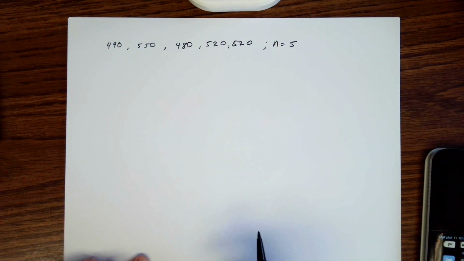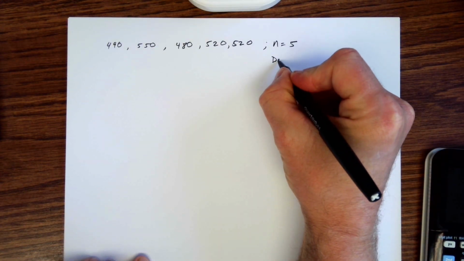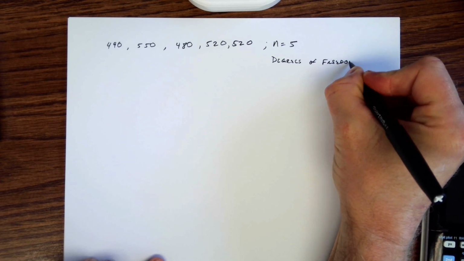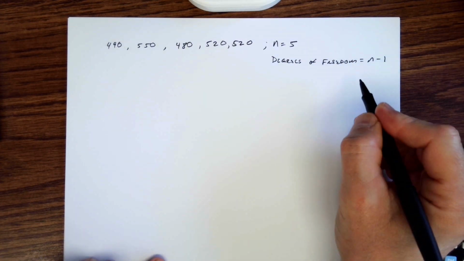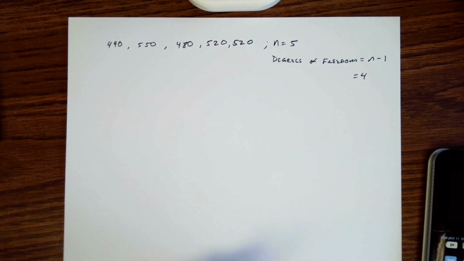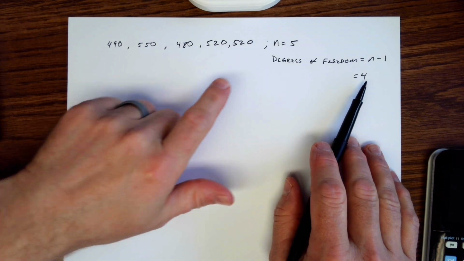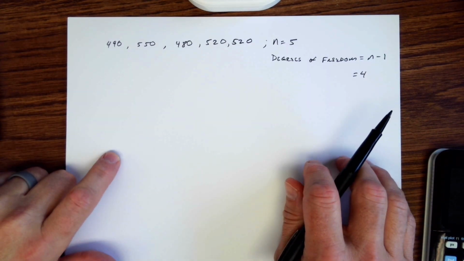Now the first thing I'm going to talk about is the degrees of freedom. Degrees of freedom is always n minus 1. So in this particular instance, it's going to be 4. Now, if you're wondering what degrees of freedom means, it means how much data we are actually dealing with in this set. I can give you a big, long description, but really what we have here is 5 pieces of data, which means our degrees of freedom is 4. It's going to be 1 less than the actual amount of data we have in this set.